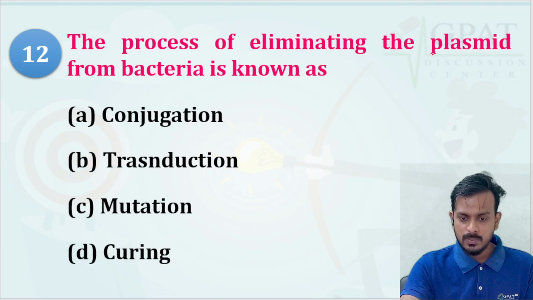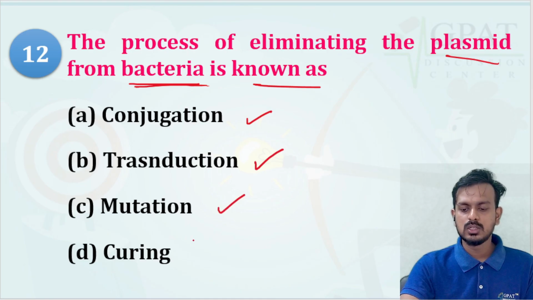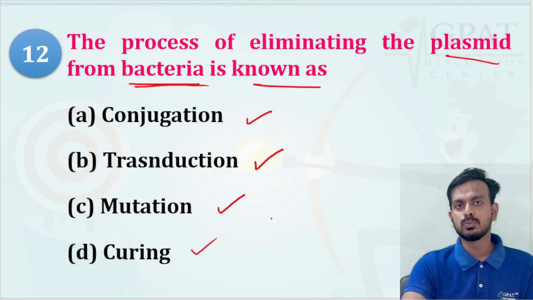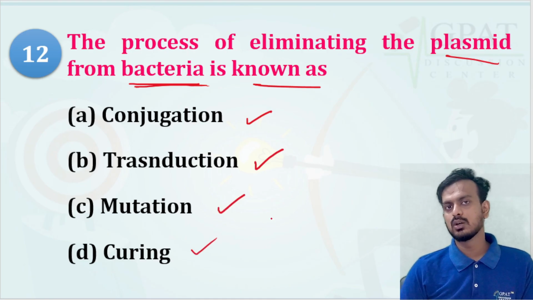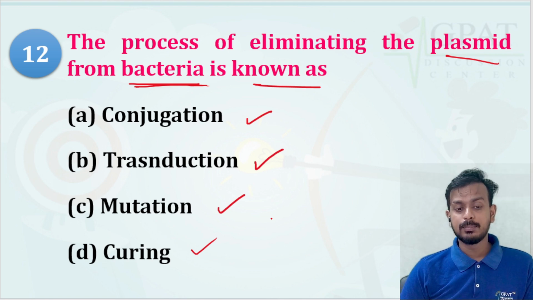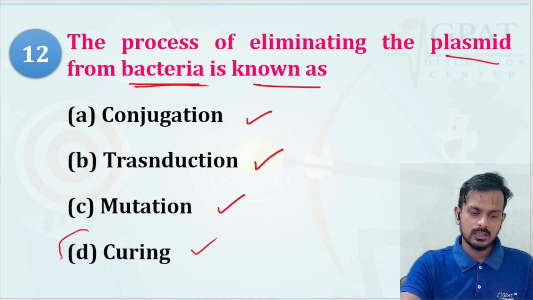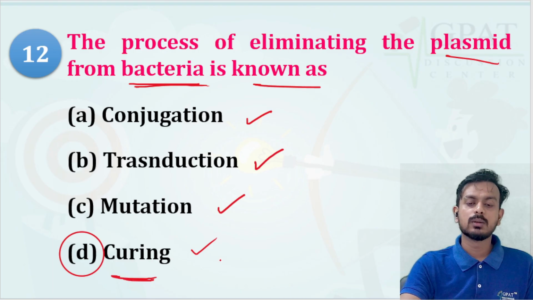Next question. The process of eliminating plasmid from the bacteria is known as conjugation, transduction, mutation, or curing. Please pause your video and answer in the comment. I'll give you just 5 seconds to answer. Yes, option D is the correct answer. Curing is basically the process where plasmids are removed from the bacteria.